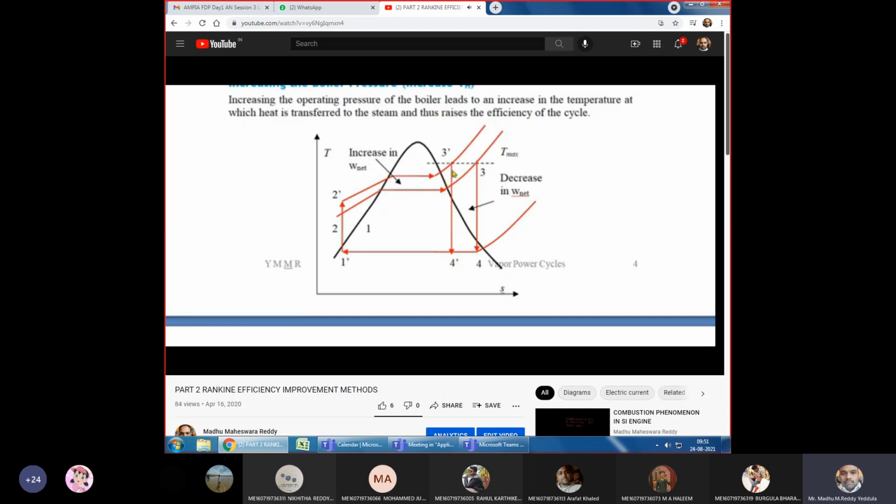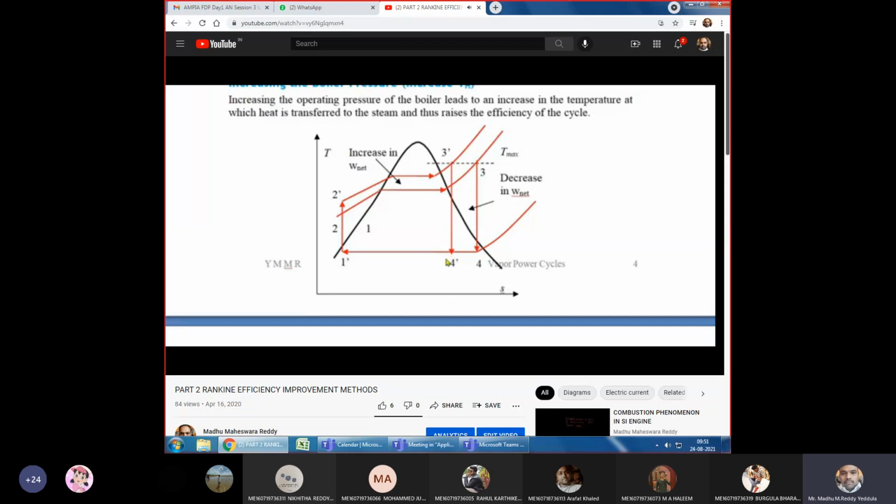Now what is the main problem here? 3 dash to 4 dash, observe 3 to 4. In 3 to 4, the point 4 is nearer to the vapor line, but 4 dash is far away from the vapor line, which means it is a two-phase mixture. In 3 to 4, slightly liquid will be there, but it is vapor only. But 4 dash is liquid plus vapor.